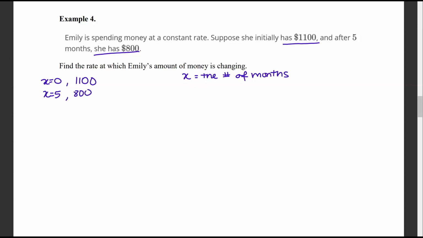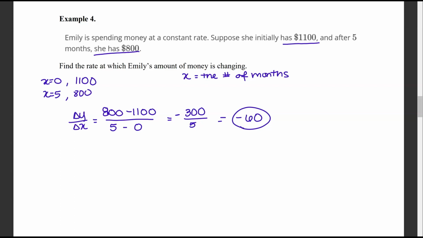So we can see that there is a decrease. So we are looking for a rate of change. So this is going to be our delta y over our delta x. And our delta y is going to look like 800 minus 1,100 over 5 minus 0. So this is going to look like 300 over 5. And this is negative, so this is going to equal negative 60. So it looks like Emily's amount is decreasing.